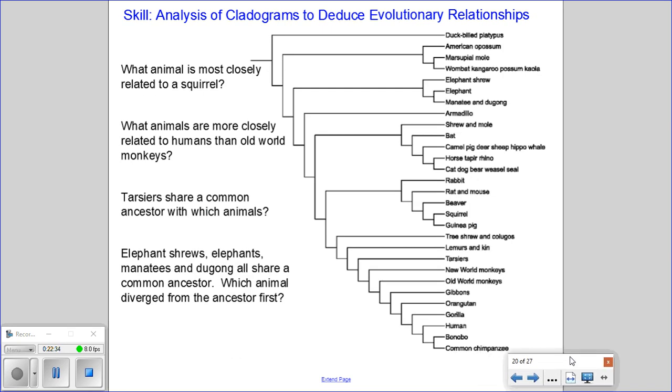Now, the following example has a series of questions that has you analyzing this particular cladogram. So, take a few minutes, answer the questions here. So, what animal is most closely related to a squirrel? What animals are more closely related to humans than our old world monkeys? Tarsiers share a common ancestor with which animals? Elephant shrews, elephants, manatees, and dugongs all share a common ancestor. Which animal diverged from the ancestor first?